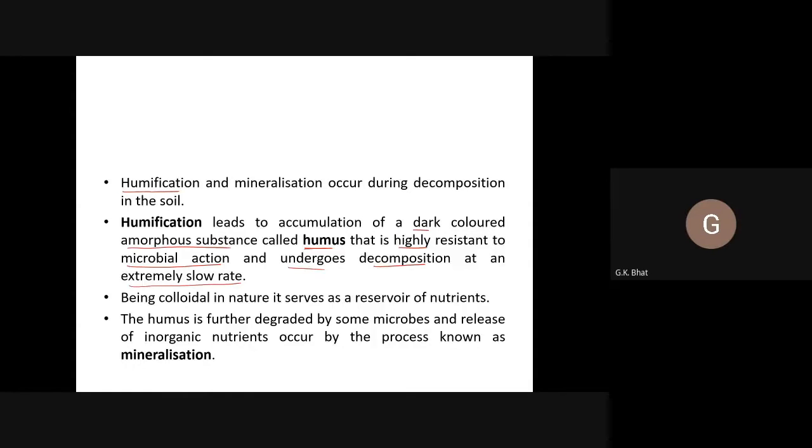These detritus are acted upon by so many organisms. They feed on that. Of course, whenever they feed, they want a little bit of moisture in it. Absolutely dry detritus they can't digest. So whenever they feed upon that, these all become small particles acted upon by bacteria, fungi, etc. And as a result, you will see the formation of a dark colored amorphous substance.